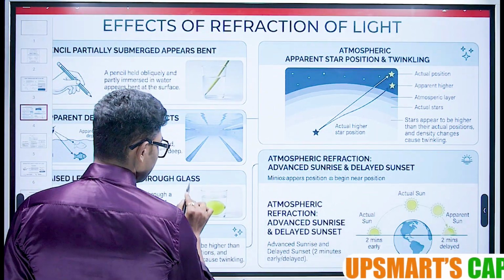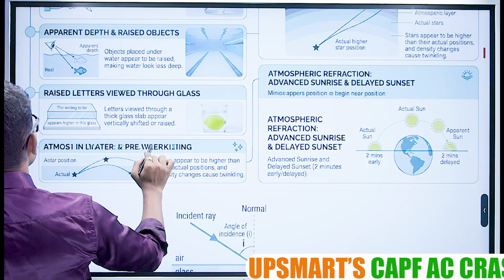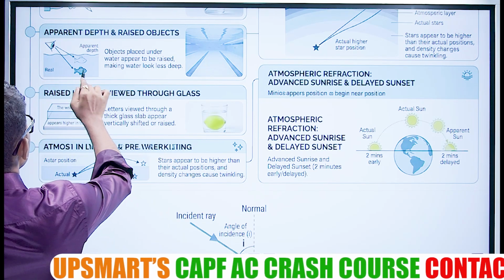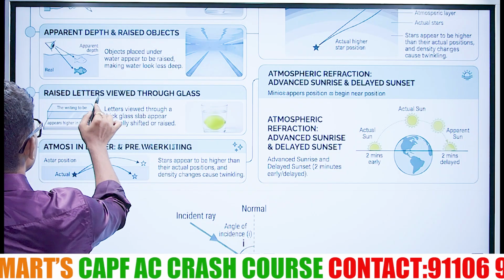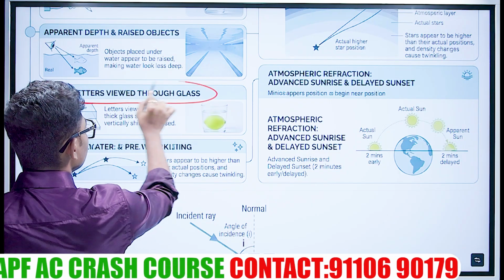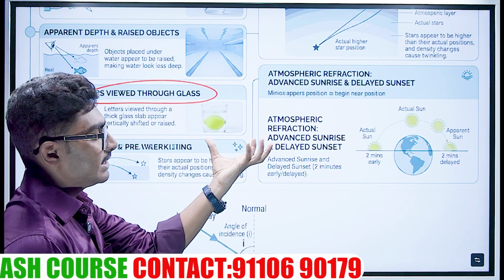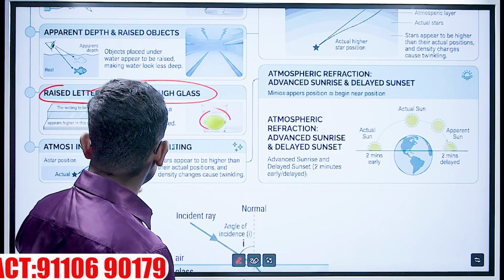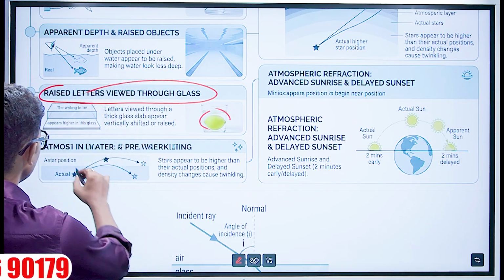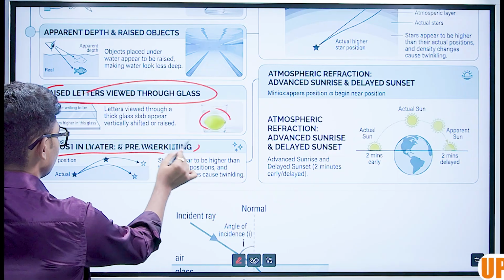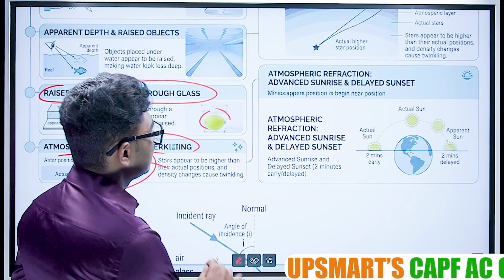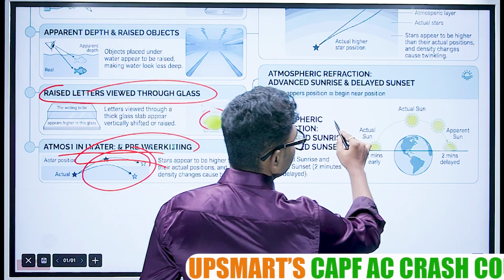This is about that. Then we can see the raised water level. You have seen the raised letter viewed through glass. It looks a bit bulged. The lemon looks a bit bulged. Then the atmospheric layer, the twinkling of stars, the same phenomena which I have told about happens here. Then atmospheric refraction.